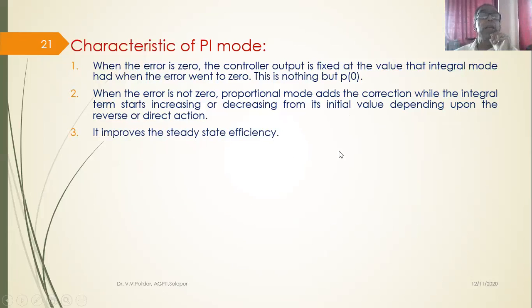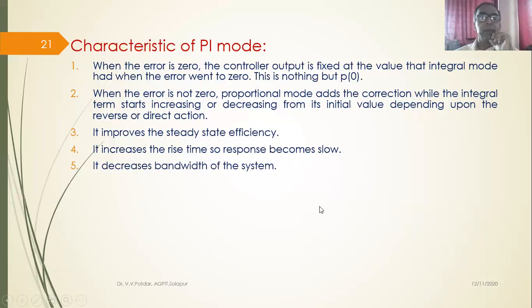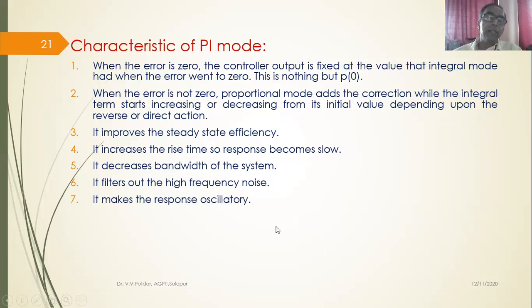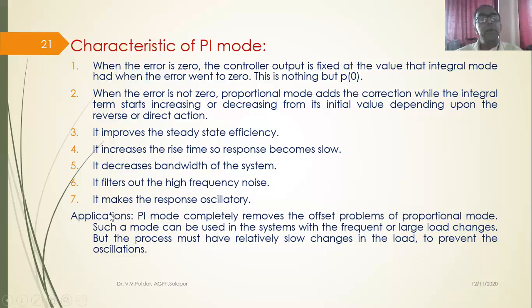It improves the steady state efficiency. It increases the rise time, so the response becomes slow. It decreases the bandwidth of the system. It filters out the high frequency noise. It makes the response oscillatory. So these are the applications of PI mode, the PI controller. PI mode completely removes the offset problem of proportional mode. Such a mode can be used in systems with frequent or large load changes, but the process must have relatively slow changes in the load to prevent oscillations.